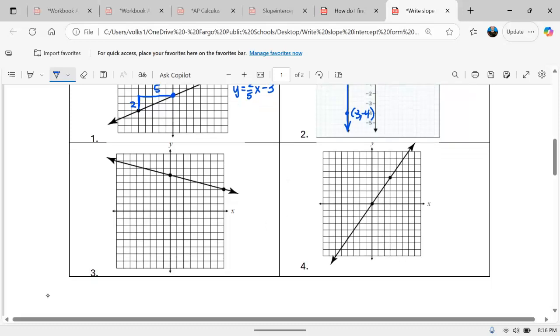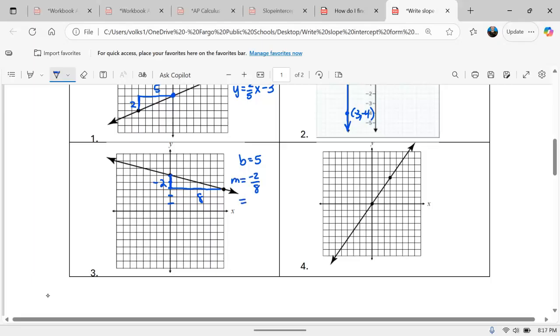Okay, let's go ahead and take a look at this next one. It looks like it crosses the y-axis up at 1, 2, 3, 4, 5. So the y-intercept is up at 5. And the slope, if I kind of sketch that in, is down 2 over 1, 2, 3, 4, 5, 6, 7, 8. So my slope is down 2 over 8.